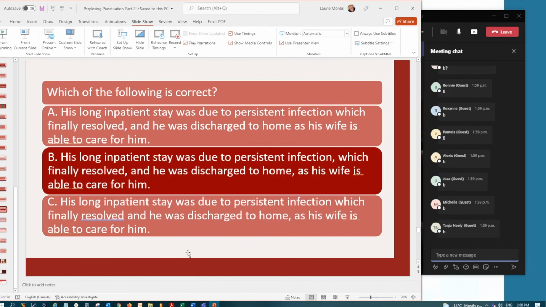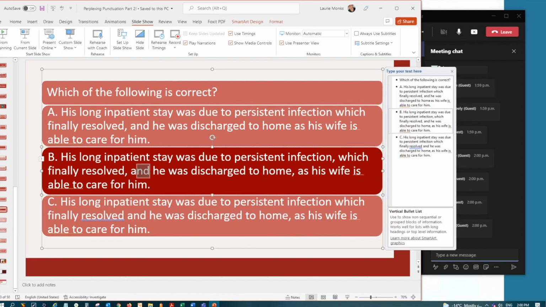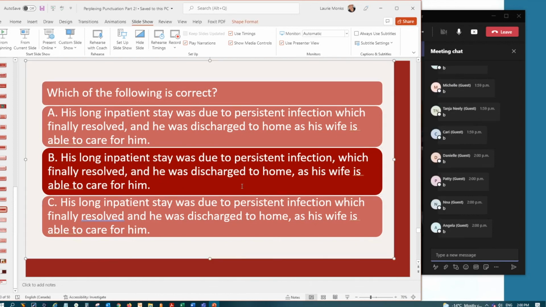Good job. Yay. You guys are making me so happy. So we have two independent clauses or two complete sentences. His long inpatient stay was due to persistent infection. That's a complete sentence. And then we have another complete sentence. He was discharged to home. Which finally resolved is added information about that first sentence. And is your conjunction, joining your second complete sentence. So we set that off with a comma. We set your first afterthought off with a comma.